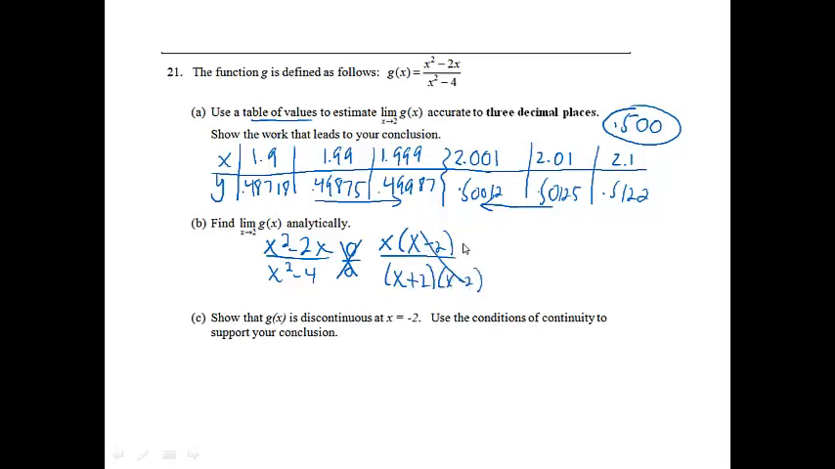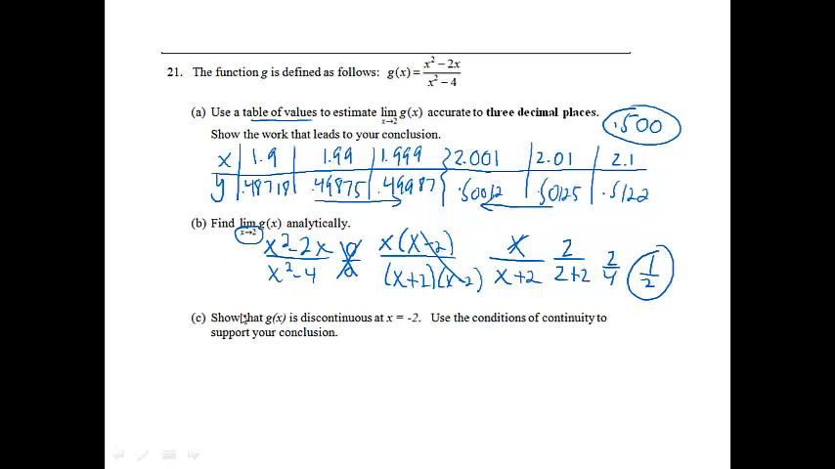Then I notice I can cancel out the x minus 2's, so I'm left with x over x plus 2. And then my whole goal was to be able to plug in 2, so now I can plug 2 into my function. I'm going to get 2 over 2 plus 2, which equals 2 over 4, which reduces to 1/2. So that would be my limit, and notice I did get the same answer for both parts.